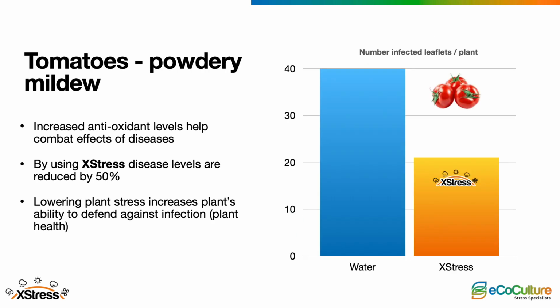Tomatoes. Powdery mildew. Increased antioxidant levels help combat effects of diseases by using XStress. Disease levels are reduced by 50%. Lowering plant stress increases plants' ability to defend against infection.